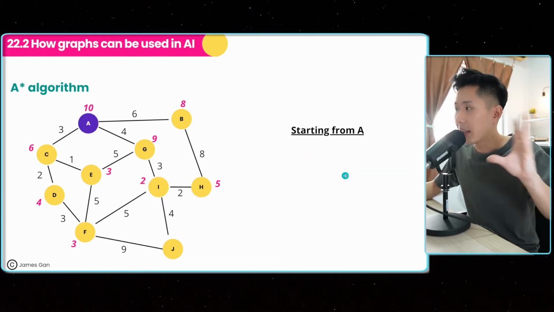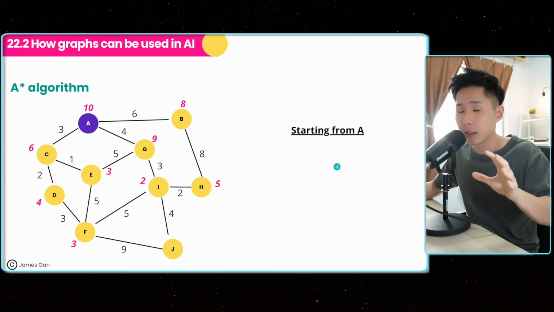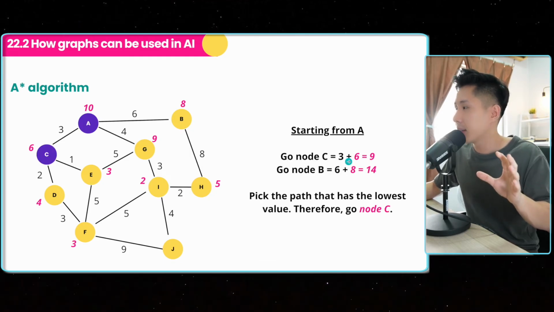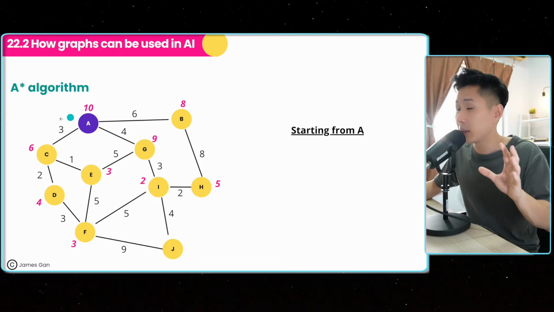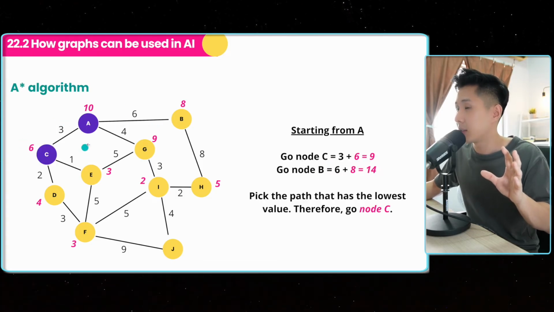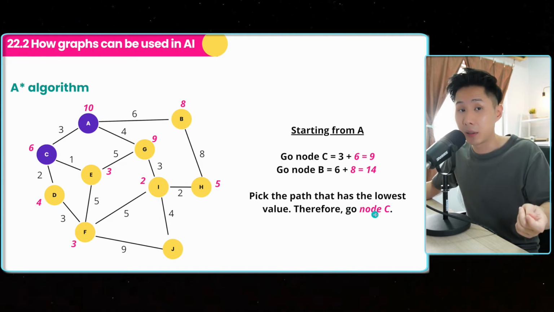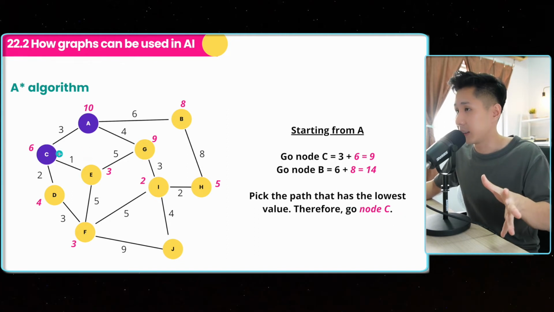So with this algorithm, let's start from A. This is a simplified version. I'm going to consider the two adjacent paths. From A, I can go to C, and I can also go to B. And then instead of only considering the weight, I will add the heuristic. So going to C is 3 plus 6, I get 9. Going to B is 6 plus 8, which gives me 14. And we'll pick the path that has the lowest value. Therefore, we'll go to node C.